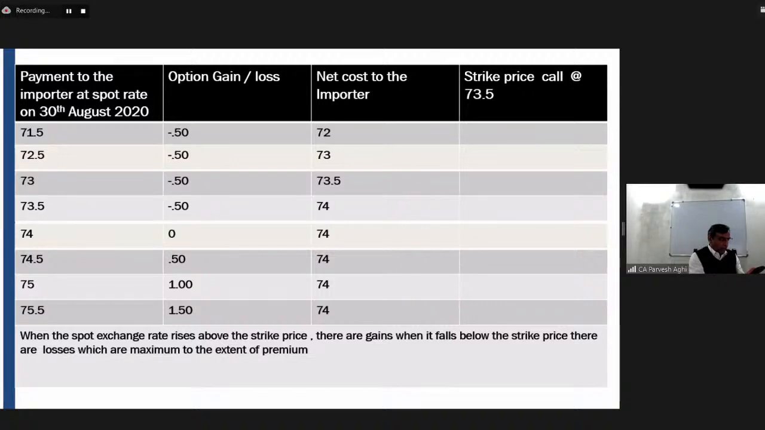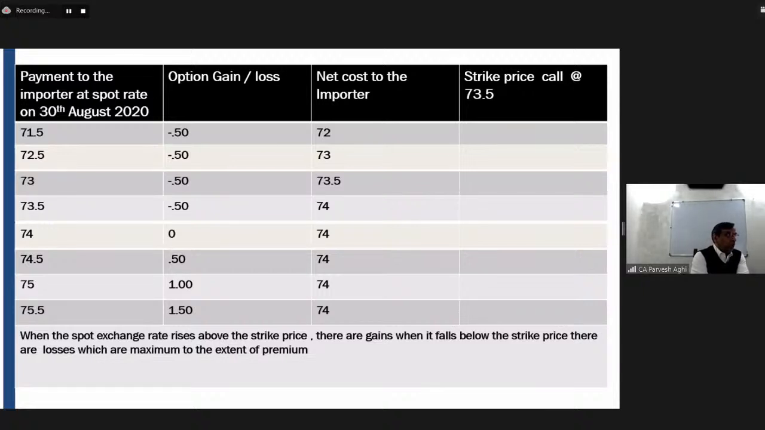Okay, the question is from Sumit Jain. There is also no gain or loss to the importer like futures? No. Remember, I think you have not understood or you have not seen this slide. If you look at this slide, this guy is making a gain. But at the same time, he is hedging himself. His total cost never goes above 74. But in certain cases, he is making a gain.